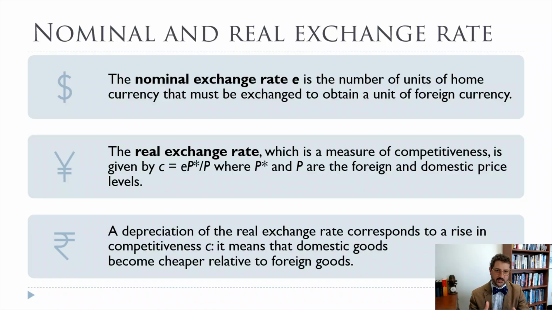The reason that they do that is that they want to define our real exchange rate, which they call C, as competitiveness, right? Competitiveness basically asks, how expensive are our goods compared to other countries' goods? And so an increase in C, a depreciation, means our domestic goods become cheaper relative to foreign goods. And so our competitiveness increases.